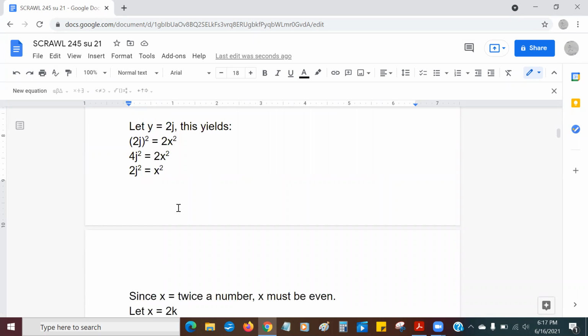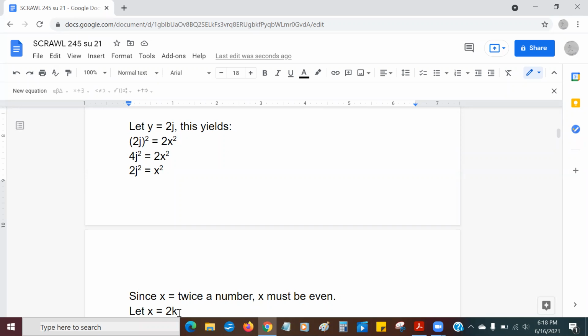Let y equal 2 times j, where j is some integer. Instead of saying y squared equals 2x squared, that means (2j) squared equals 2x squared. I expand that out and get 4j squared equals 2x squared. Dividing both sides by 2, I get 2j squared equals x squared. But now x squared is even, so x must be even.